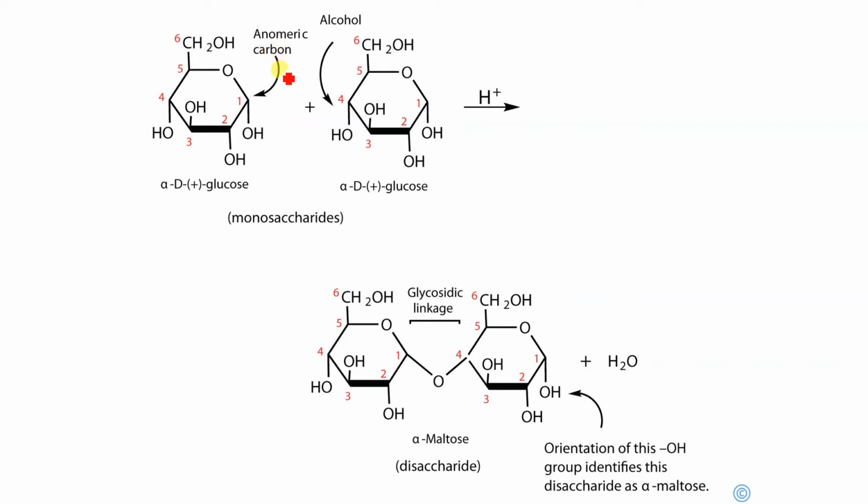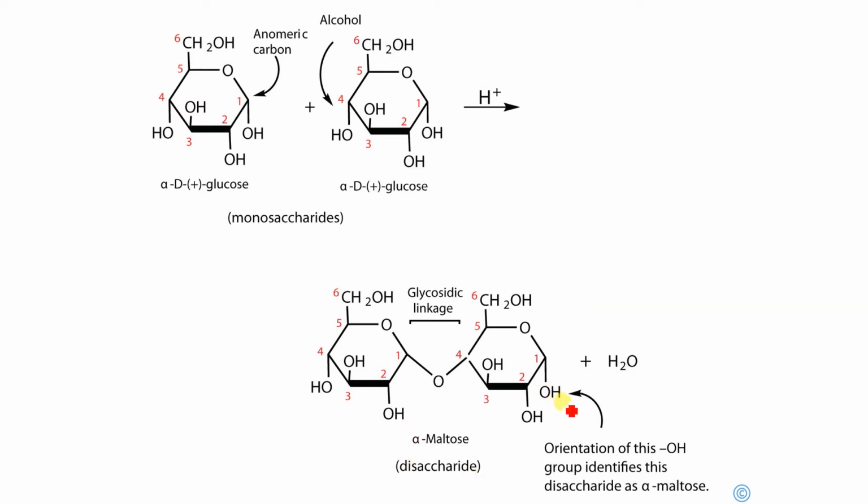What will happen? This is the anomeric carbon, and this is like an alcohol; in the presence of H, H2O will come out, and this oxygen will be left over there. So this will act as a linkage. So the 1 and 4 carbons are going to combine, linked. That's why it is called a 1,4 glycosidic linkage, and this is the structure of maltose, which is a disaccharide.